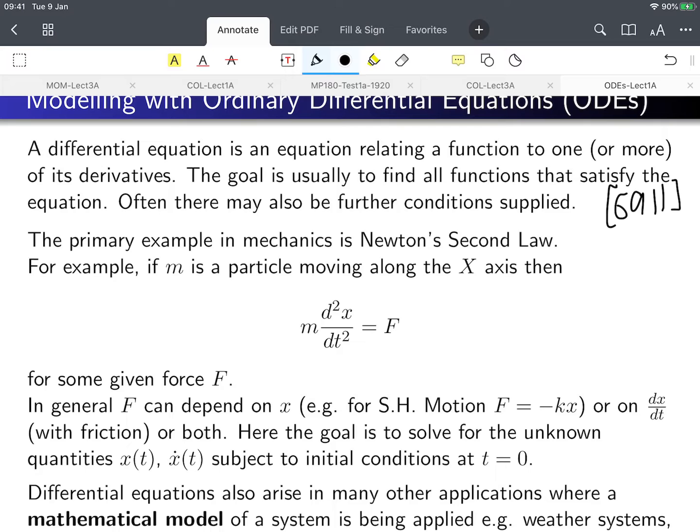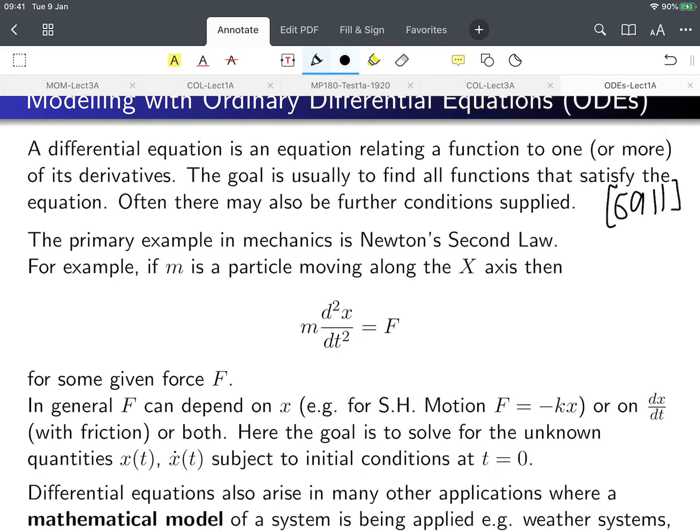Differential equation: an equation relating a function to one or more of its derivatives. The goal is to find all functions that satisfy the equation. And often there are further conditions to be supplied, typically initial conditions. You know what's happening at time 0, and you want to know what's going to happen at a later time t. The primary example is in mechanics, the equation involving the second derivative of the position with respect to time. In general, f can depend on x. For instance, for simple harmonic motion, f is minus kx, and then you end up with the simple harmonic motion equation. But you can also have f depending on the speed and so on, so it could be more complicated.